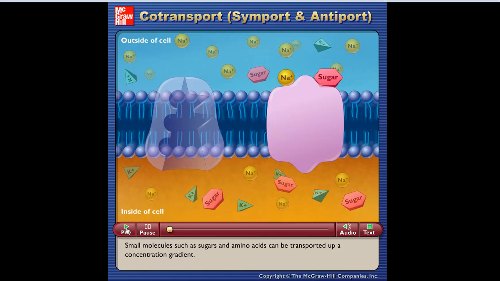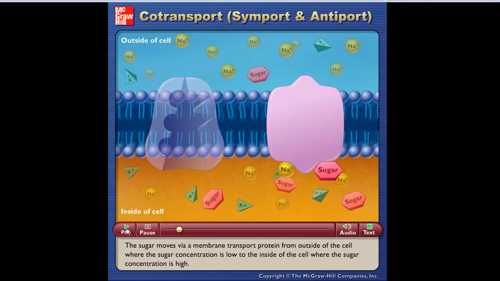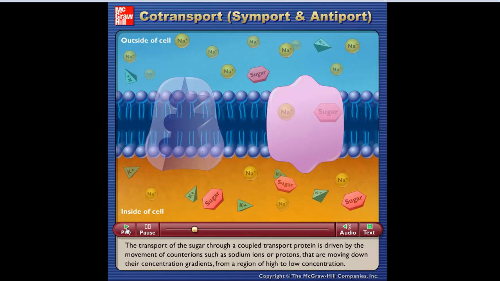Small molecules, such as sugars and amino acids, can be transported up a concentration gradient. The sugar moves via a membrane transport protein from outside of the cell, where the sugar concentration is low, to the inside of the cell, where the sugar concentration is high. The transport of the sugar through a coupled transport protein is driven by the movement of counterions such as sodium ions or protons that are moving down their concentration gradients from a region of high to low concentration.